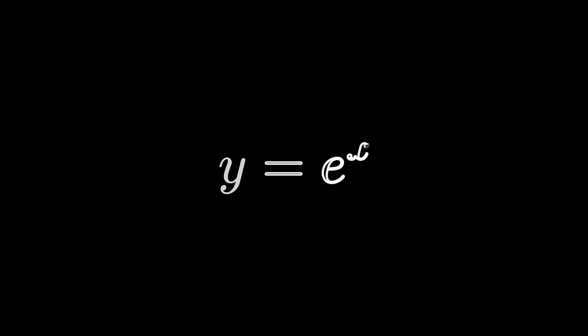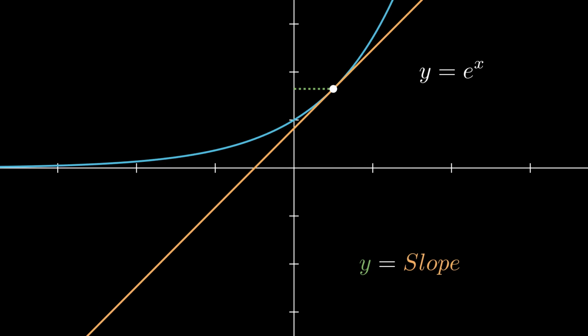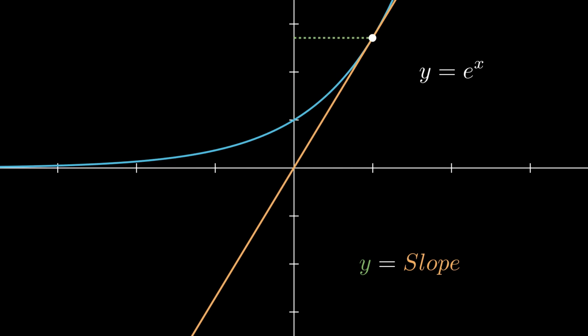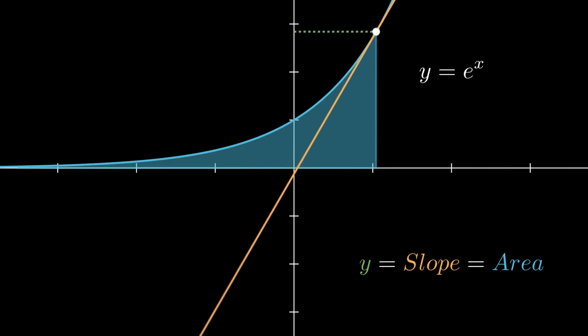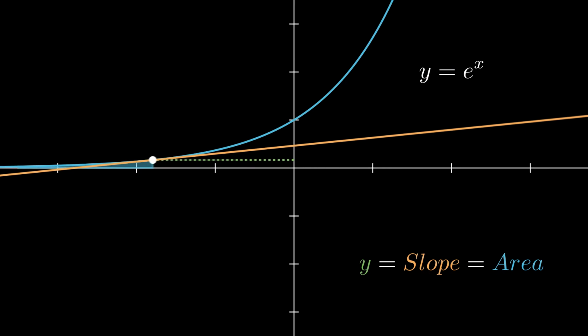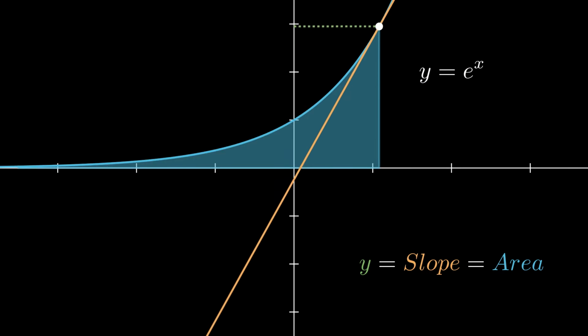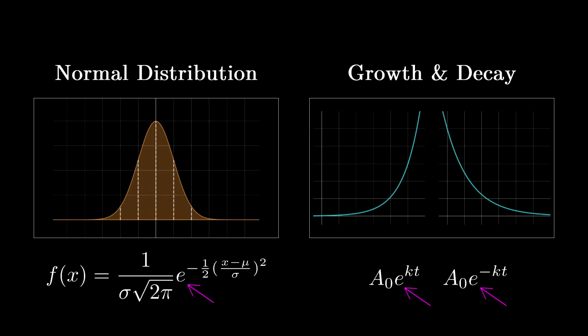The function e to the power of x has some interesting properties. The value of f of x, or the y value, is equal to the slope of the tangent at that x value. The area under the curve is also equal to the y value and the slope of the tangent. This is a unique property that cannot be found in any other function. Euler's number can be found in many different areas of mathematics, such as statistics and the study of growth and decay.